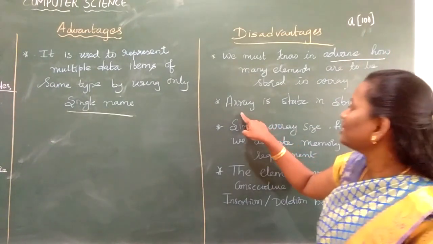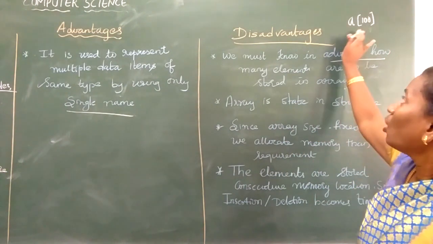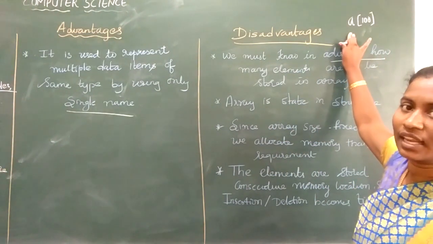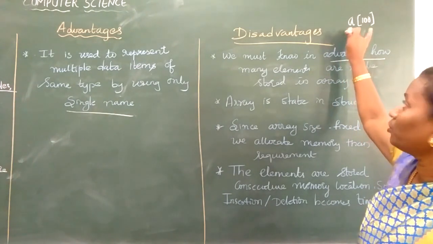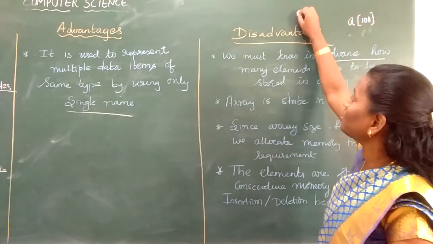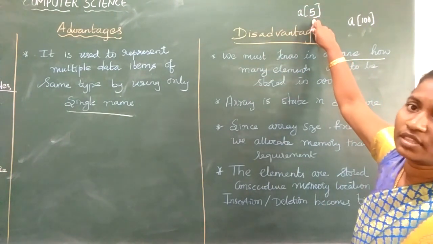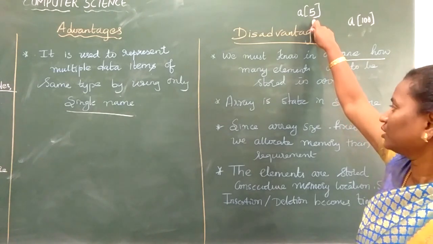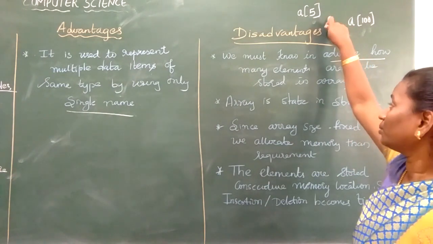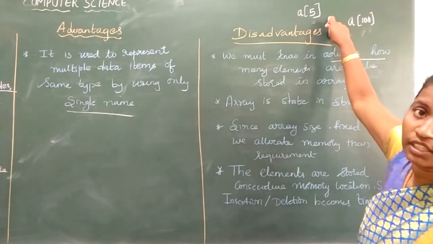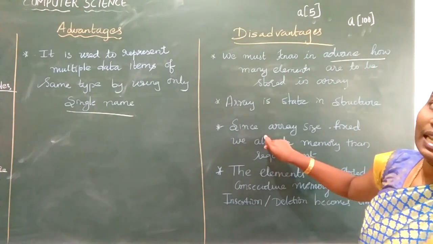Okay, and since the array is static in structure, once you declare the array, we can't change it dynamically at runtime if you want more memory. Suppose I need to store 10 elements and I have declared my array size as 5. Here you will have an error because you reserved less memory. Dynamically it can't change. Since the array size is static in nature, if memory is less, we have a problem. So always we need to reserve more memory.